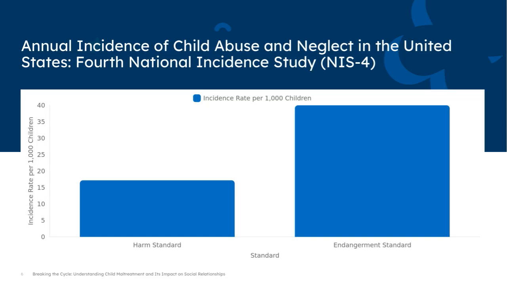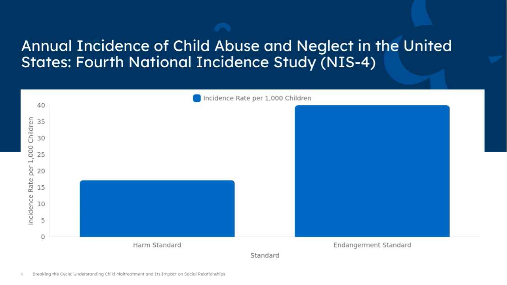Here we see the annual incidence rates of child abuse and neglect in the U.S., based on the fourth National Incidence Study. The chart compares two standards, the harm standard and the endangerment standard. The harm standard measures cases where there is clear evidence of actual harm, with an incidence rate of 17.2 per 1,000 children. In contrast, the endangerment standard, which includes children at risk of harm, nearly doubles that rate to 40 per 1,000 children. This means that when we widen our scope to potential risk, the number of affected children almost doubles, highlighting a much larger issue.